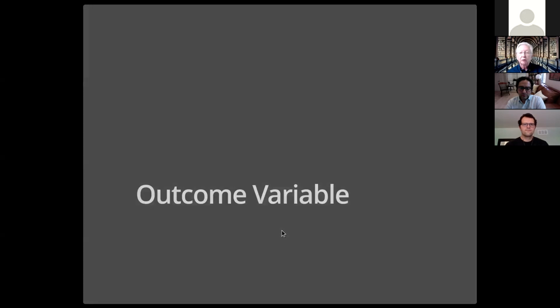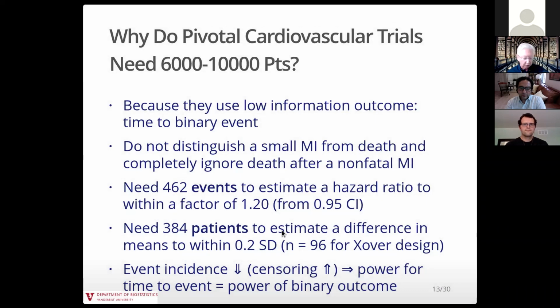Now we turn to the outcome variable, which is a major topic in clinical trial design. The question here is, why do pivotal cardiovascular trials need between 6,000 and 10,000 patients? It's because they're using a low information outcome. They're using time until, say, major adverse cardiac events, MACE, or time until death. That is a low information outcome. It also has a lot of ties in it, and you're not breaking the ties.